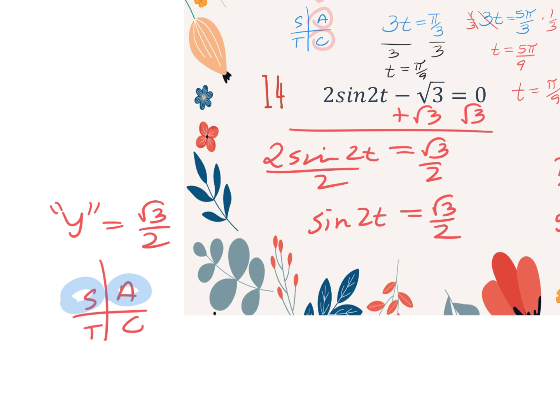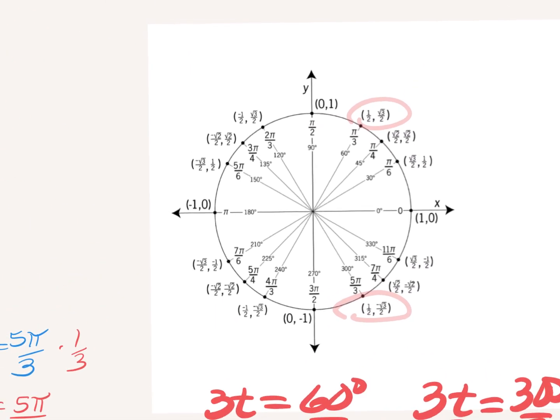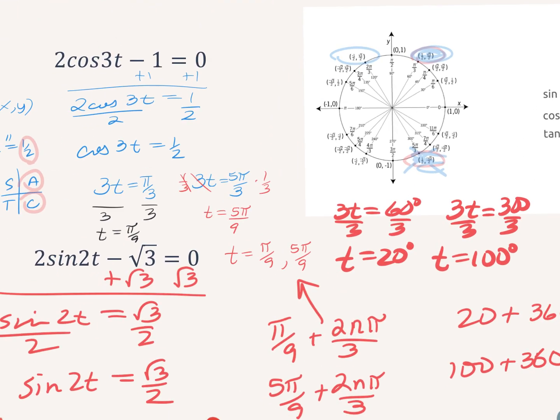And if I go to my unit circle, notice it's the same ones that I circled, but it's not this one. It's going to be in quadrant 1 and 2, so it's these two. So it's going to be pi over 3 and 2 pi over 3, or 60 and 120. Let me go over here.